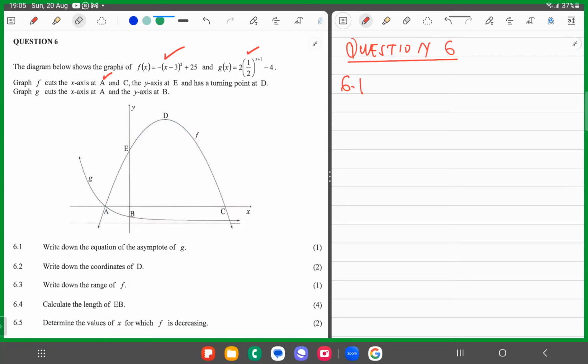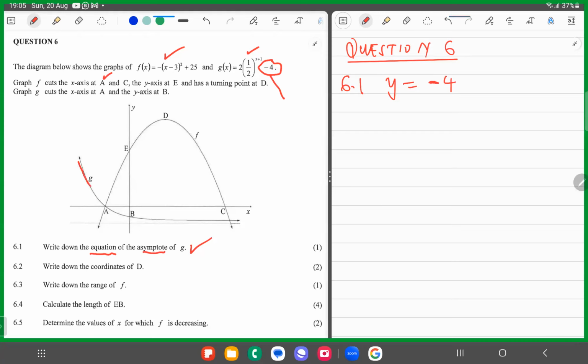Right, so if they then say write down the equation of the asymptote of G. Okay, the function G is called the exponential function. So the exponential function has only one asymptote, which is always a constant number, and that constant is given by the y value, which means y equals -4 for the exponential function. And you just note that.